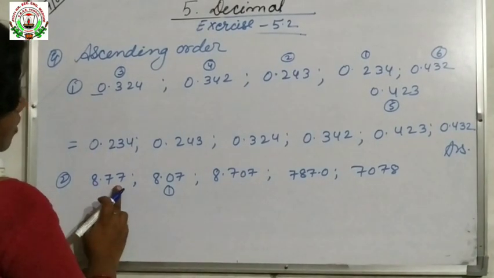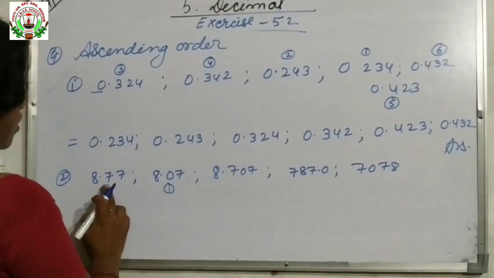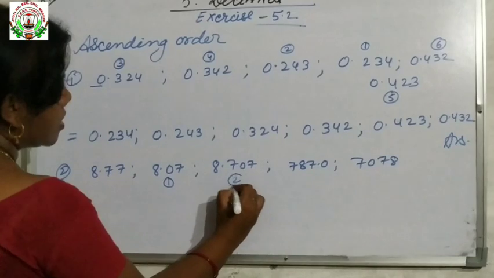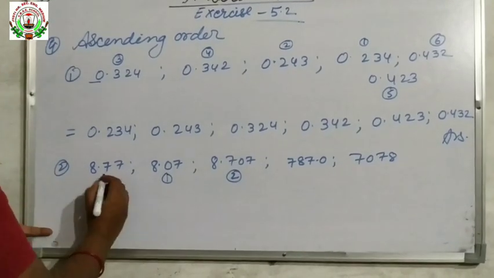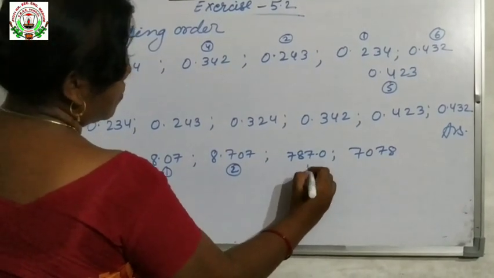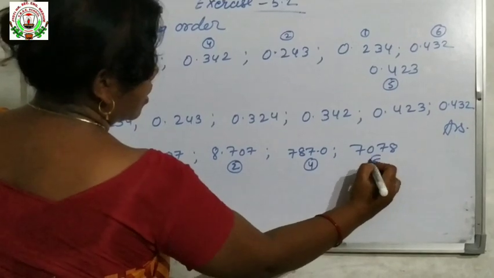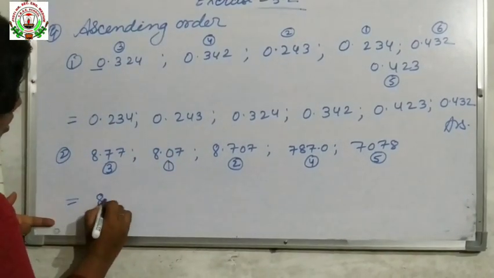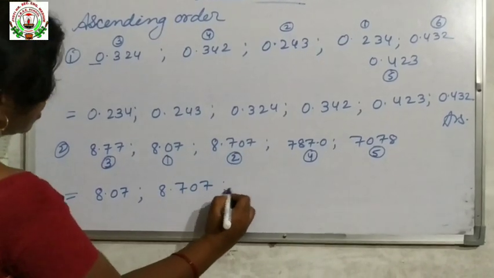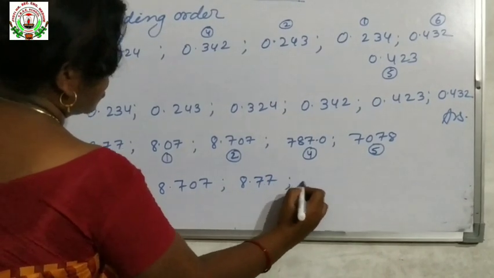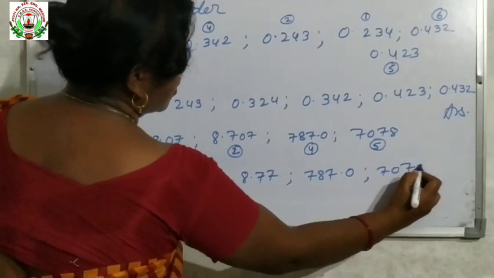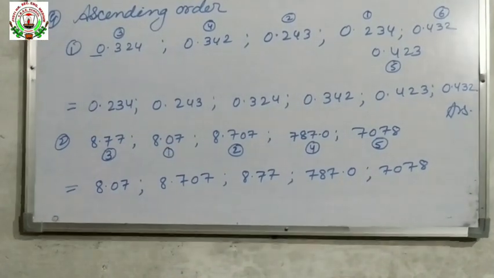Next, it is 8.707. It is 7 and 7. So look here. After the decimal 7, then again 7 and it is 0. So this number will come in second place. Understood? Now next, it is third. Here 787.0 will be 4. Then 7078 will be 5. So the correct answer is 8.07 will come first, then 8.707, then 8.77, then 787.0, then 7078. It is the ascending order of the given question.